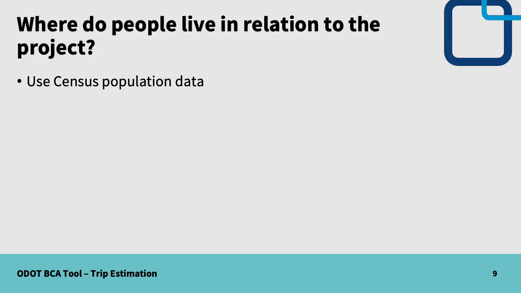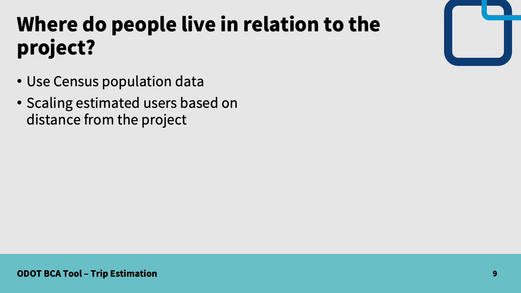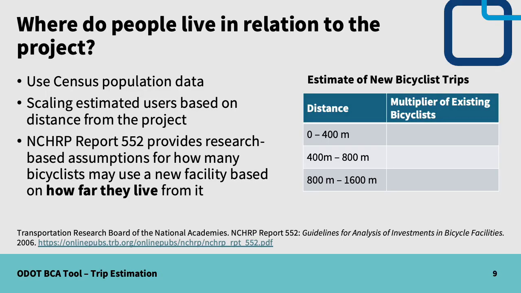For bicycling, there is a detailed NCHRP report titled Guidelines for Analysis of Investments in Bicycle Facilities that provides research-backed equations for estimating potential new bicycle trips based on a person's home distance from the infrastructure. This document has different approaches to estimating trips within 400, 800, or 1600 meters, approximately a quarter mile, half mile, and 1 mile, of the new active transportation infrastructure.